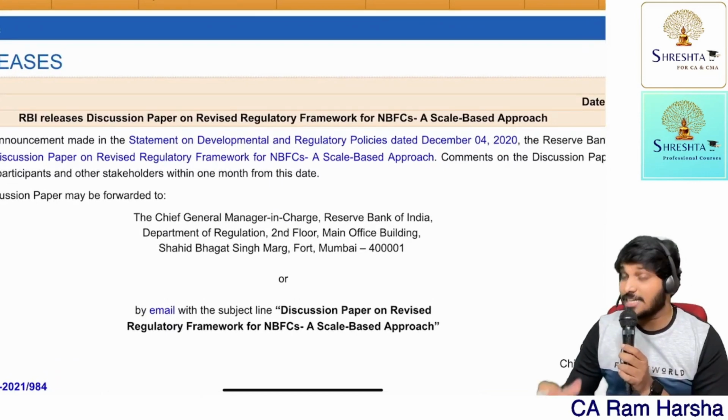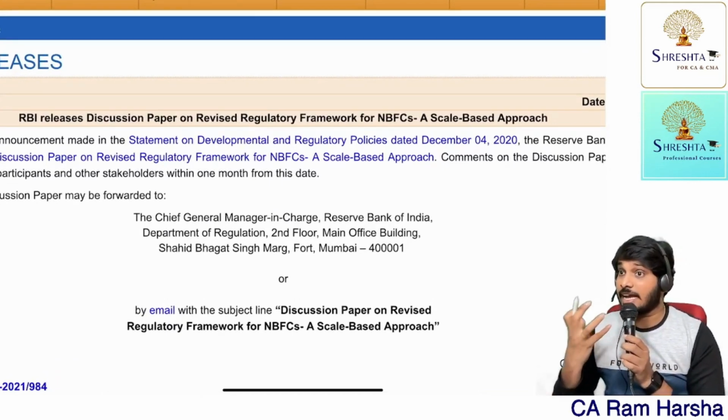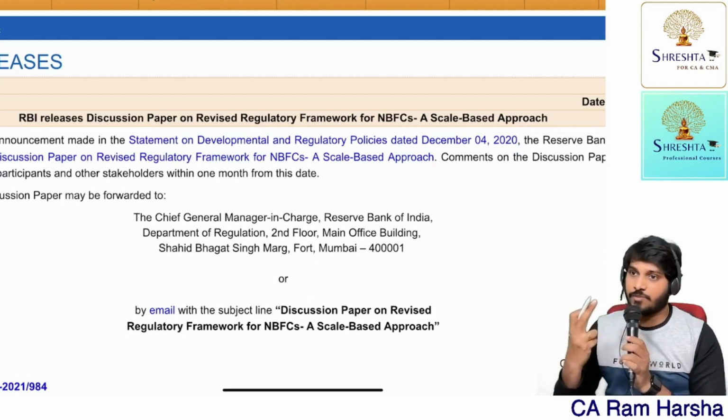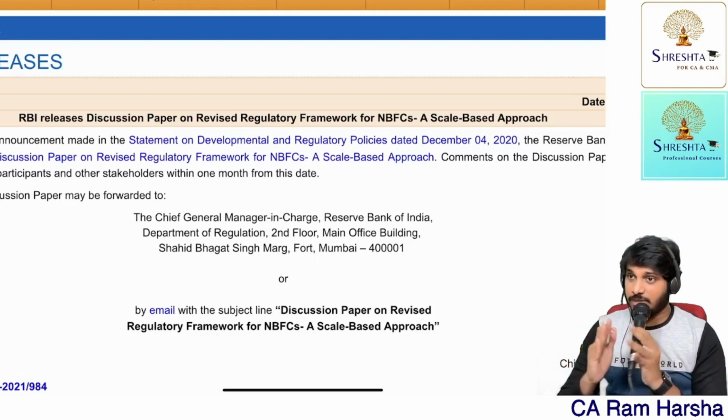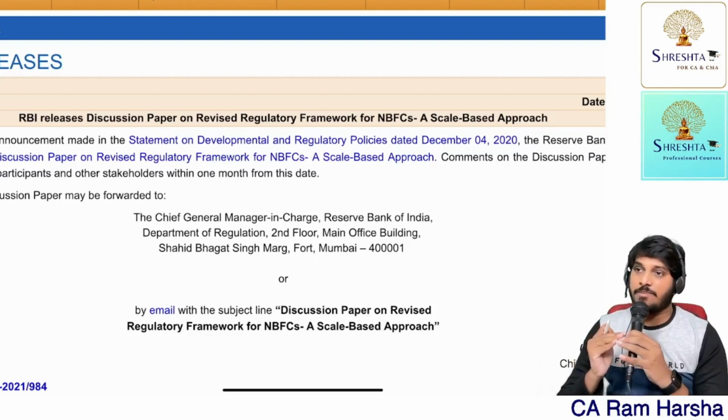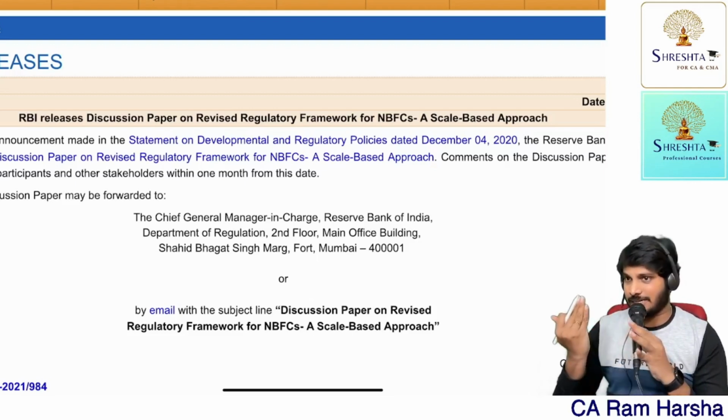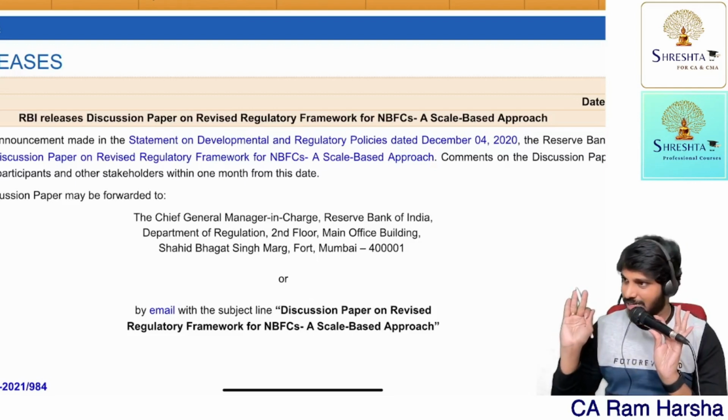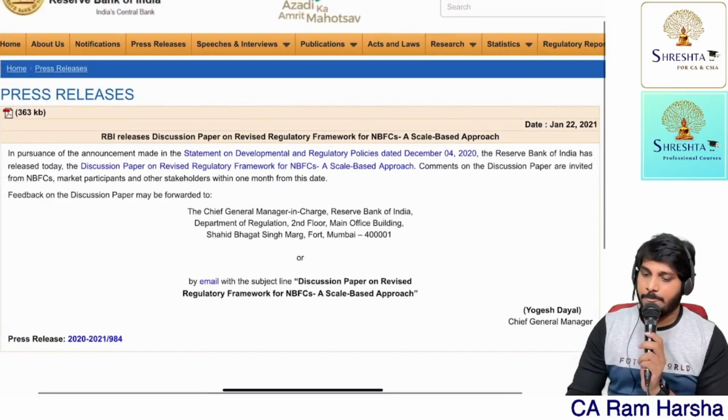Scale means obviously quantum of NBFCs, size of the NBFCs. Earlier NBFCs were classified based on nature of activity. Now NBFCs are being classified based on size of the activity. That's it. Got clarity? Next.